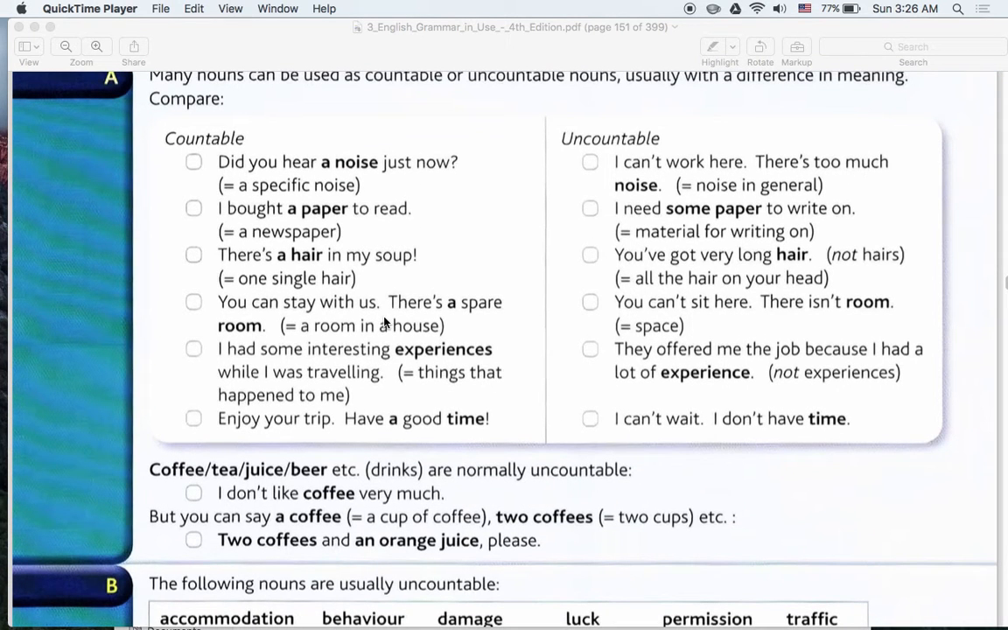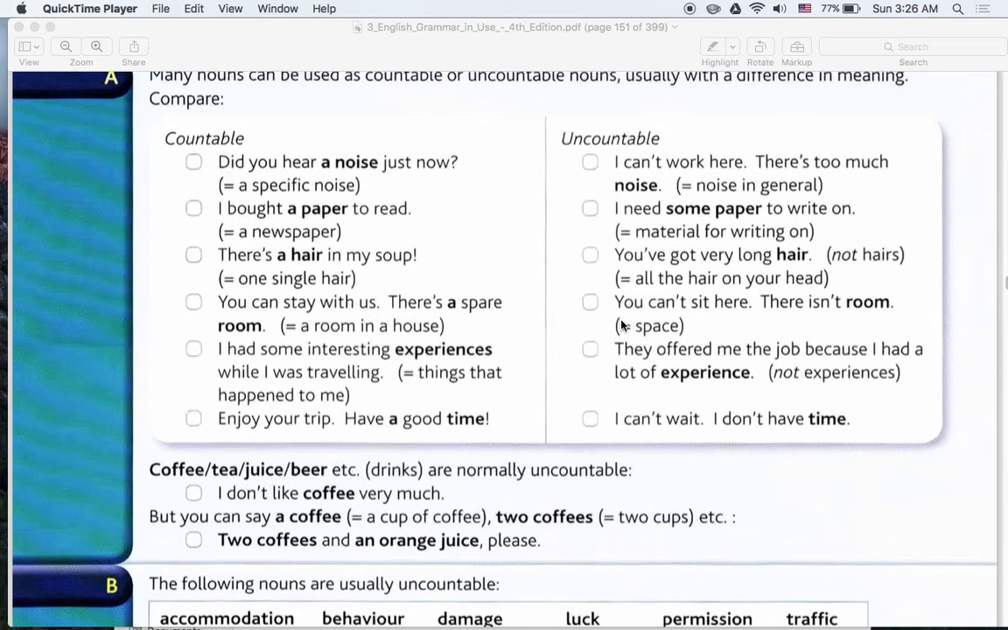You can stay with us. There is a spare room. A room in a house. You can sit here. You can't sit here. There isn't room, space. So rooms in a house, you can count: one room, two rooms. That's why an article can be used here. There's a spare room.